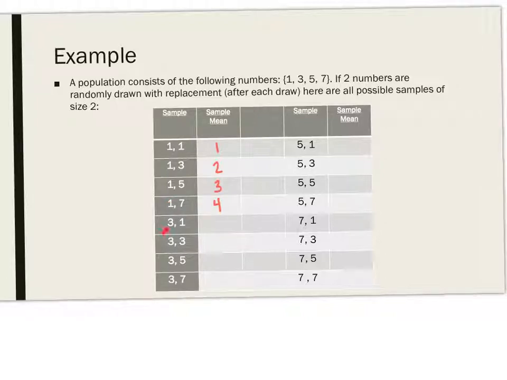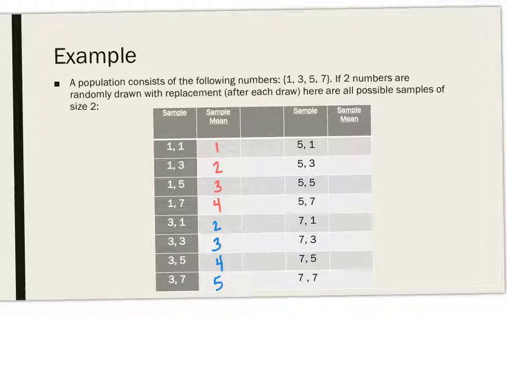Next we can take all the samples where the 3 leads first. And when the 3 leads first, here's what we get. The numbers 3 and 1 is 4. 4 divided by 2 is 2. 3 and 3 is 6. 6 divided by 2 is 3. 3 and 5 is 8. 8 divided by 2 is 4. 3 and 7 is 10. 10 divided by 2 is 5. Those are all possible samples where 3 leads.